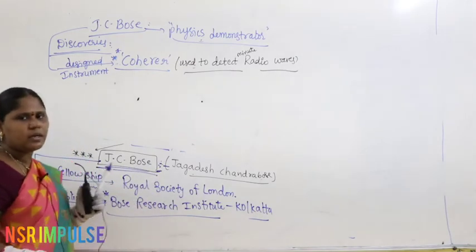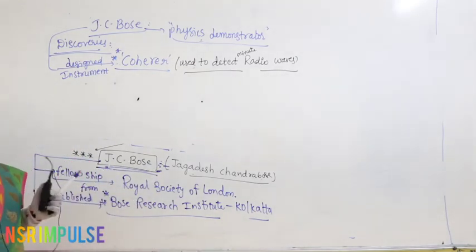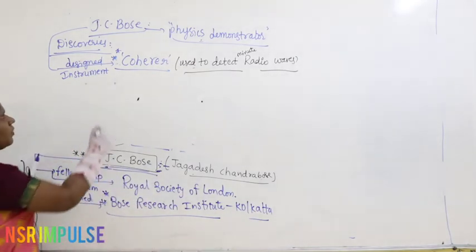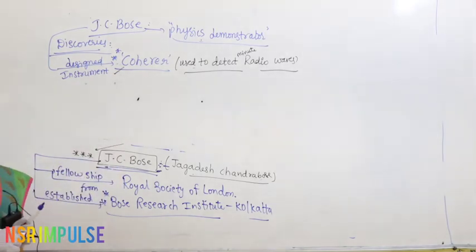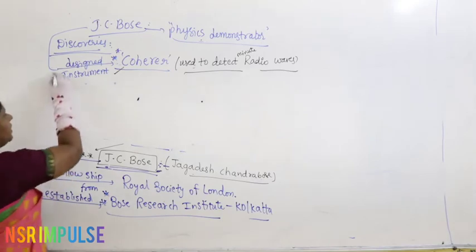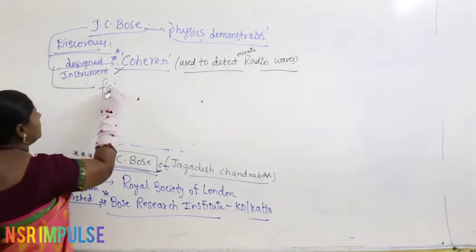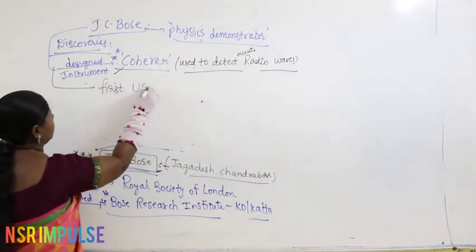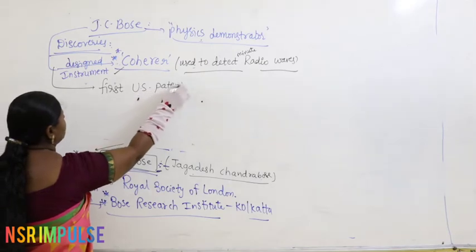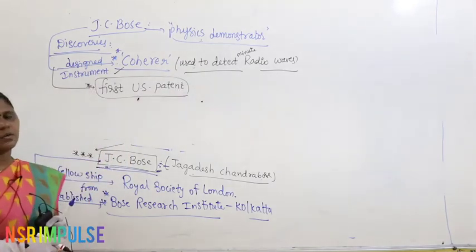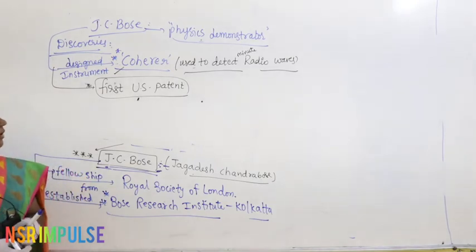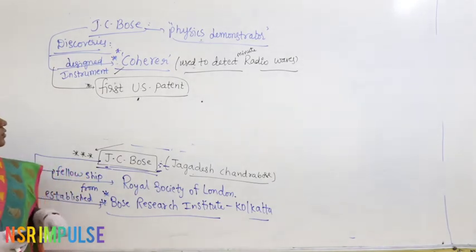Wonderfully, it can detect even the minute radio waves with the help of an instrument called coherer. With the discovery and designing of the instrument coherer, he was awarded the first US patent. So, he is the person who has been awarded the patent. What was the patent about? Coherer. It was the very first US patent.